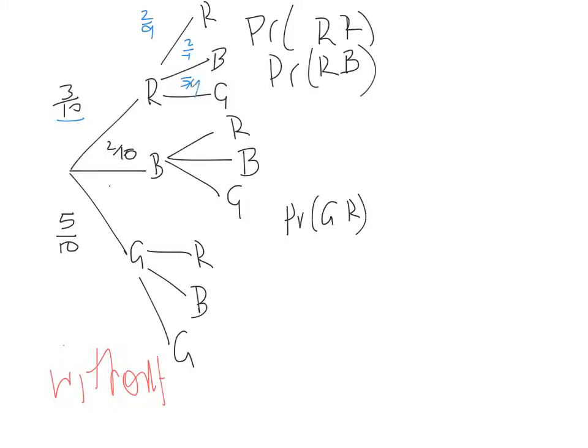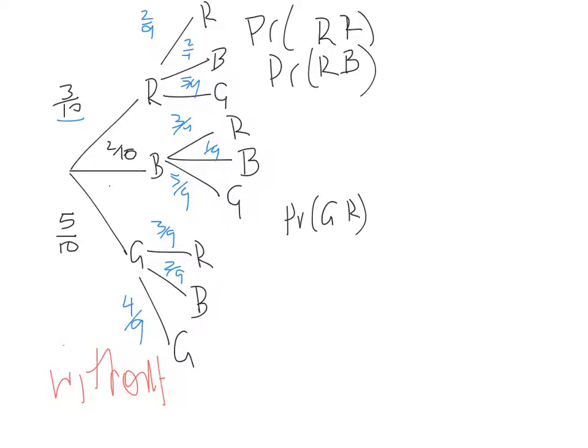Now, for blue and then red, so we're going to have 3 out of 9, 1 out of 9, and then 5 out of 9. For green and red, we're still going to be out of 9, and we've got 3 out of 9 again. For green and then blue, we've got 2 out of 9, and then for green and green, we've got 4 out of 9. So based on that, then we can go off and calculate probabilities like we did before.